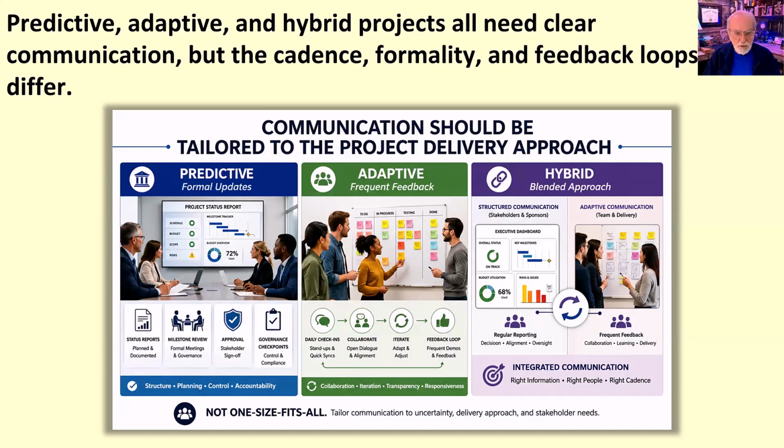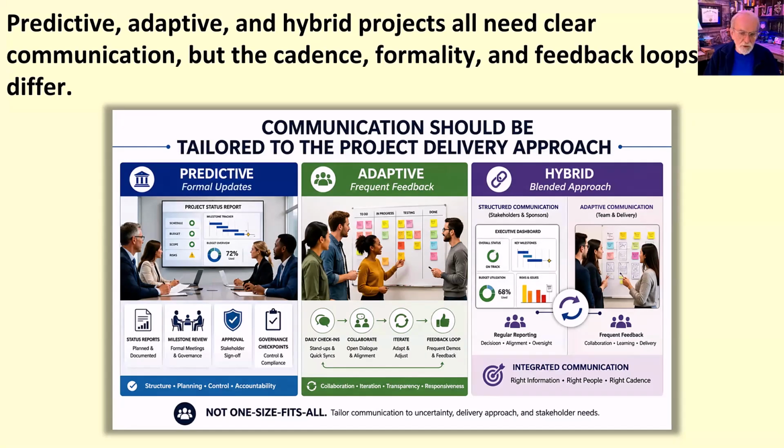In predictive projects, communication is often more formal and planned. The project manager may rely on status reports, milestone reviews, meeting minutes, change logs, and governance updates to keep stakeholders informed. In an adaptive project, communication is usually more frequent and interactive. Teams may rely on daily conversations, reviews, demonstrations, backlog discussions, retrospectives, and visible work boards, and the goal is not just to report progress, but to create rapid feedback so the team can adjust as the work evolves. Hybrid projects require both. They may need formal reporting for sponsors and governance groups, while also iterative feedback within the project team or the project-focused portions of the work.